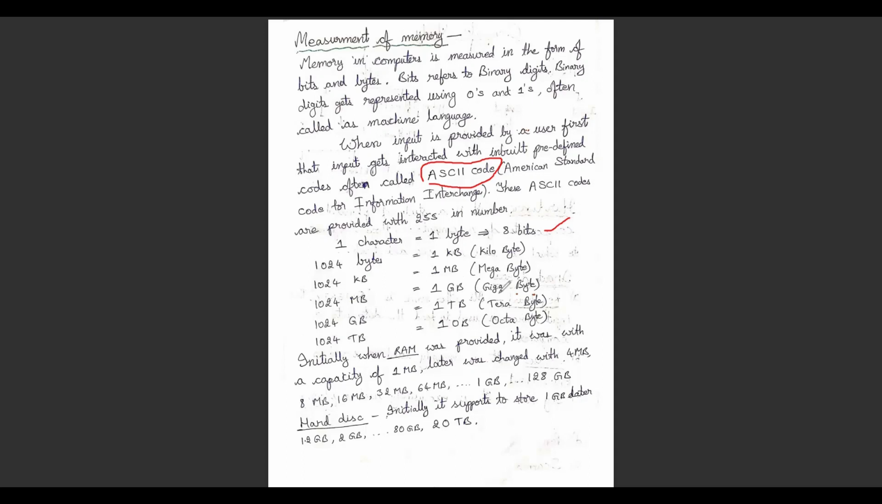Initially, when RAM was provided, it had a capacity of 1 MB. Later it changed to 8 MB, then 1 GB, and now 128 GB and more. The hard disk initially stored 1 GB, then 1.2, then 2 GB, 80 GB, 20 TB. Right now, it's very vast.